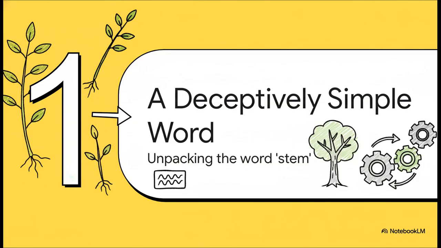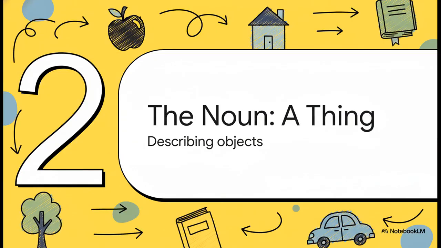At first glance, it's just a simple four-letter word. It seems so straightforward. But as you're about to see, this word does some serious heavy lifting for us when we communicate. So let's start where we all start, the basics. The very first way most of us learn to use STEM is as a noun. You know, a word for a physical thing, something you can actually see and touch.